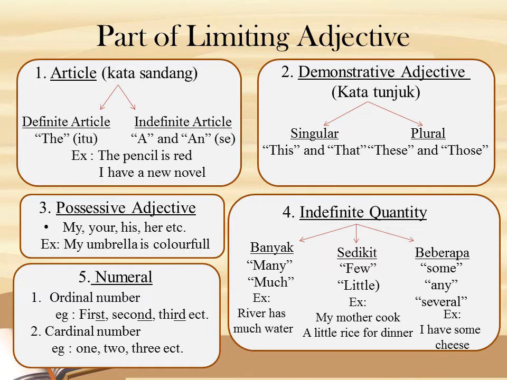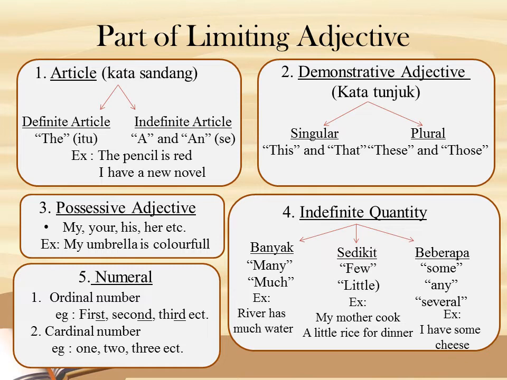Artikel juga sering disebut sebagai kata sandang. The second is demonstrative adjective. Like the article the, demonstrative adjectives are used to indicate or demonstrate specific people, animals, or things. The parts of demonstrative adjectives are singular and plural. Singular includes this and that, and plural includes these and those.